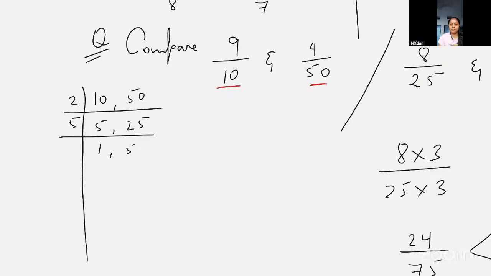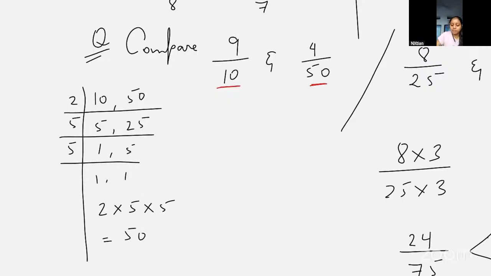Now I have 1. When it ends with 1, see, the LCM process always ends with 1 1. Now 5 comes in the table of 5 one time, so 1 1 comes. What will be the LCM? 2 into 5 into 5. 5 5s are 25, and 25 into 2 is 50. The LCM is 50.